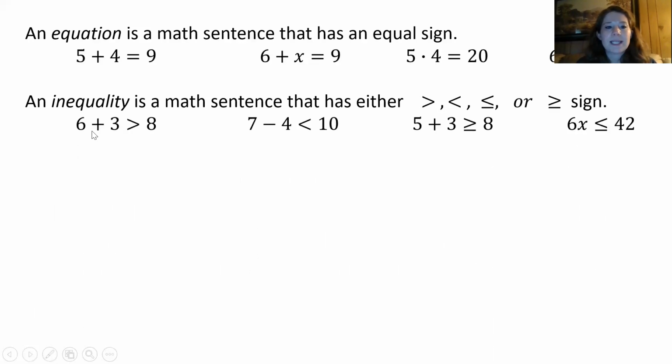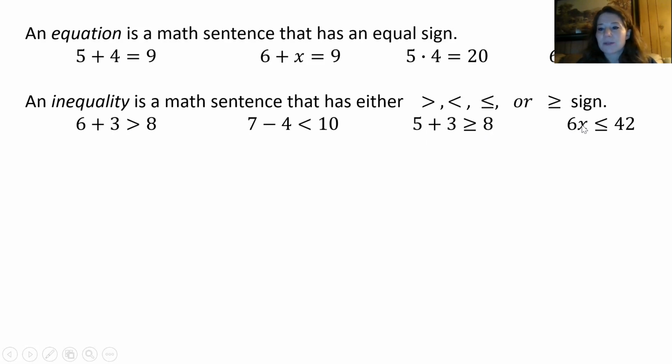For example, these look very similar. The only difference is instead of that equal sign, we have a greater than or equal or less than sign. So 6 plus 3 is greater than 8. Almost said 9 because 6 plus 3 is 9. But 6 plus 3 is greater than 8. That's true because 9 is greater than 8. The second one says 7 minus 4, which is 3. 3 is less than 10, which is true. 5 plus 3 is either greater than or equal to 8. It is equal to. So this inequality is true.